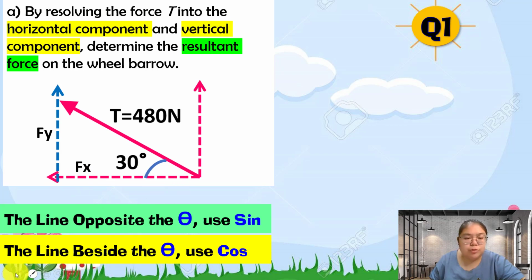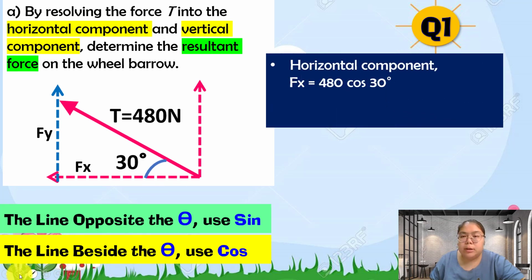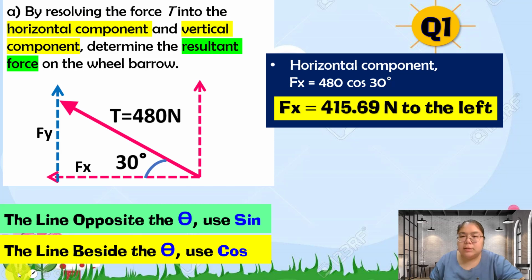Now we try to find the horizontal and also vertical components. For the horizontal component, Fx, we use 480. The longest side of the whole triangle is surely 480 Newton. Then beside the angle we use cos, so it should be cos 30. After you press your calculator, we get 415.69 Newton. Then you need to mention where it goes: to the left-hand side. So this one is Fx.